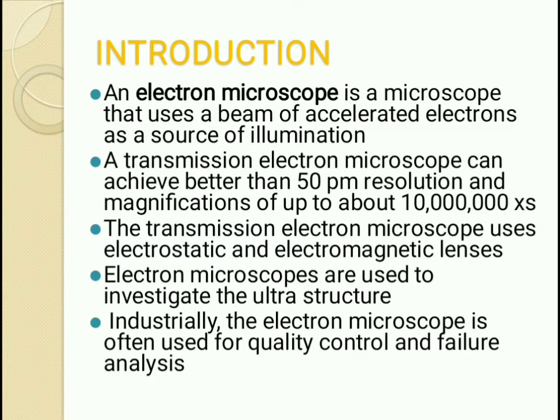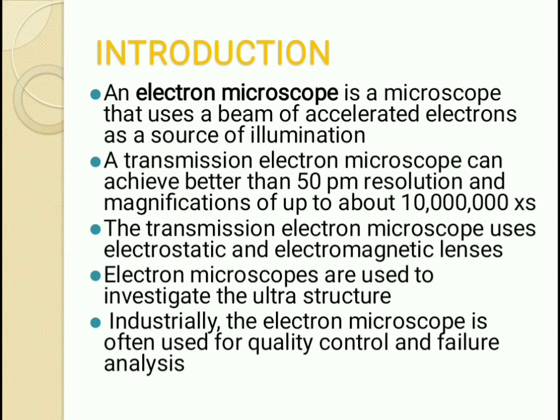Now we can see what the advantages of this are. A transmission electron microscope can achieve better than 50 picometer resolution and magnification up to 10,000 x. These are the magnifications that can be achieved by this type of microscope. So a very small, minute structure of a material can be observed here.